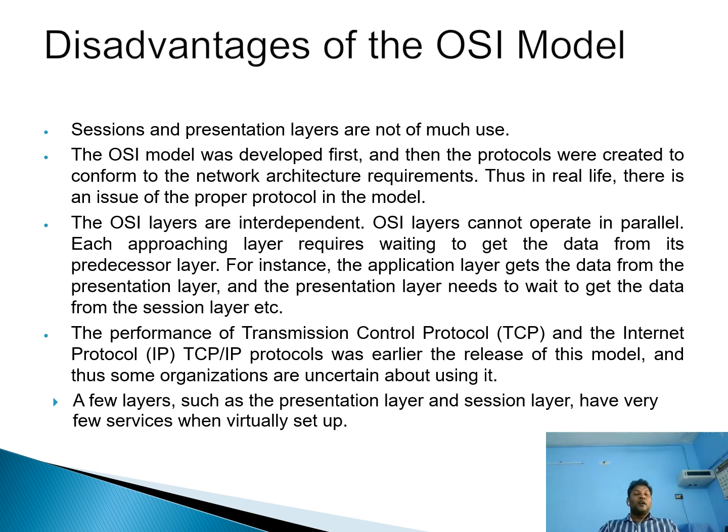The OSI layers are interdependent. OSI layers cannot operate in parallel. Each layer needs to wait to get data from its predecessor layer. For instance, the application layer gets the data from the presentation layer. The presentation layer needs to wait to get data from the session layer, and so on. Likewise, they have to wait for the next layer, the transport layer, network layer, data link layer, like that. They have to wait for a certain period of time.